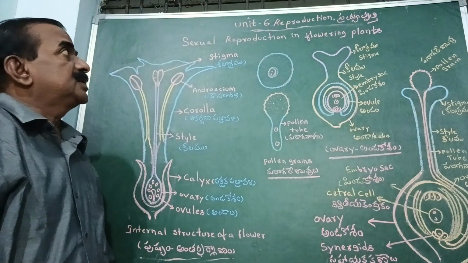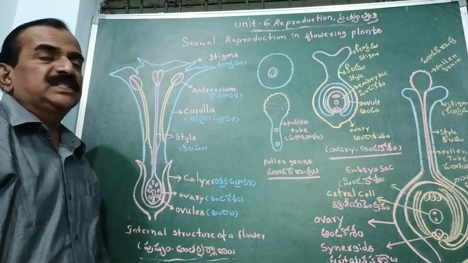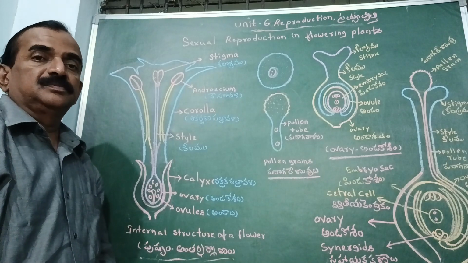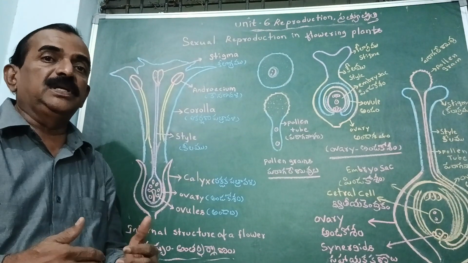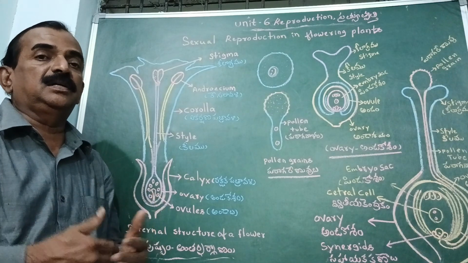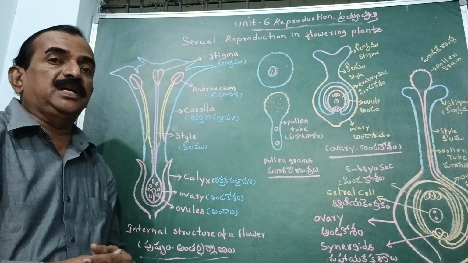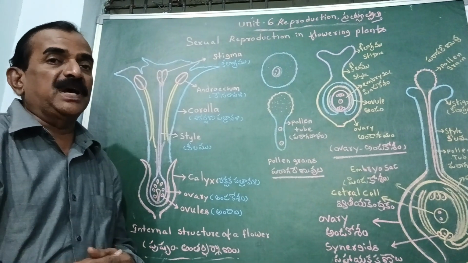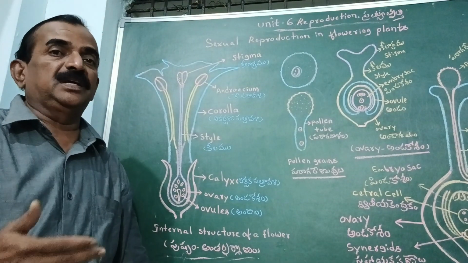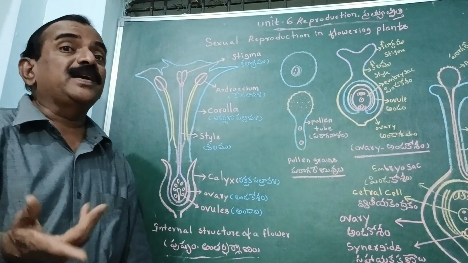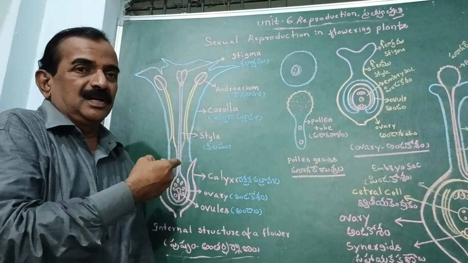Today we are going to discuss Unit 6, reproduction. In Telugu it is called Pratyutpatti. We already discussed that there are 10 units in the 10th class biology textbook: nutrition, respiration, transportation, excretion, coordination, and this is the sixth one, reproduction.